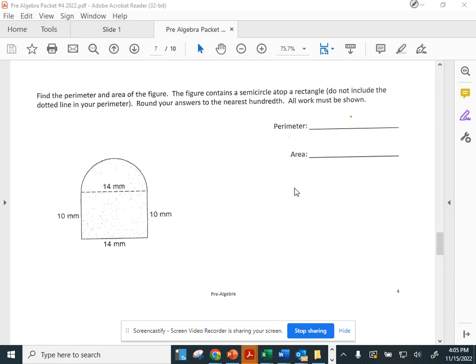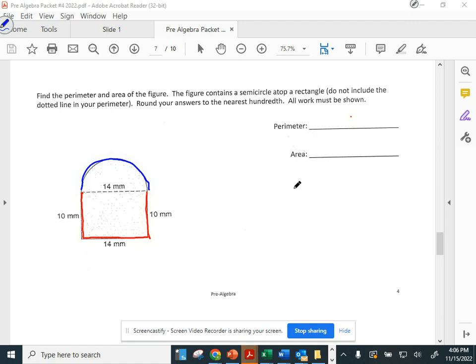So it says find the perimeter and area of the circle. The figure contains a semicircle atop a rectangle. Do not include the dotted line in your perimeter. That's just to help us with our shapes and doing our measuring. So we're going to round our answers to the nearest hundredth. All work must be shown. So for the perimeter of our rectangle, we know to add all 3 of those sides. What we haven't done yet is the perimeter of this half circle.